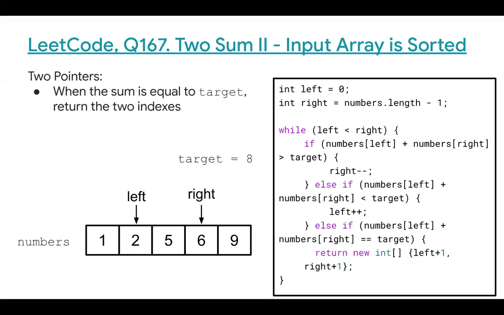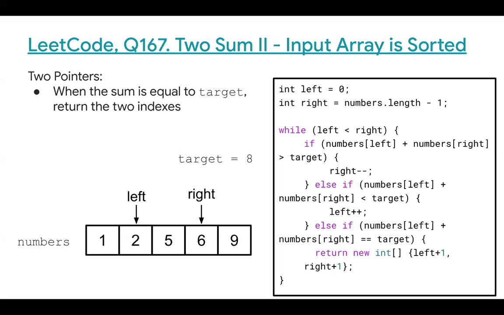So when their sum is equal to target, we could stop, right? We could stop, and return their indexes. And again, don't forget to add 1 to their indexes. So left plus 1, right plus 1 should be the result we return.